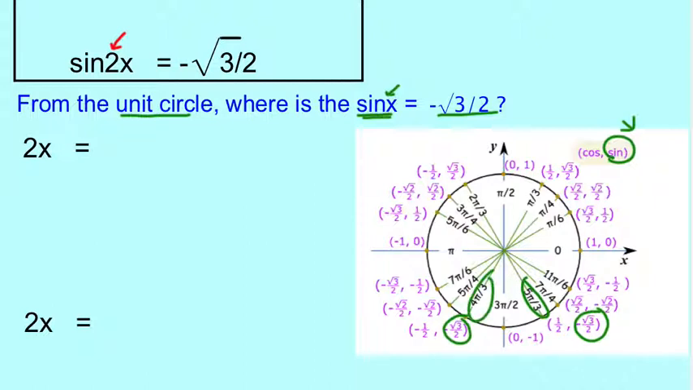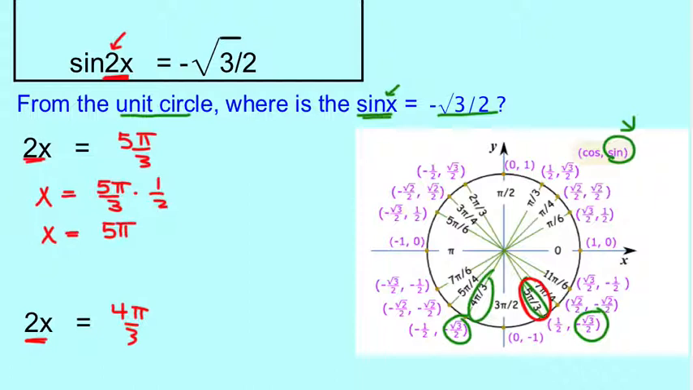So what we're going to do is set this 2x equal to your angles. So here's 5π/3, and 2x again equaling 4π/3. And we're going to solve those for x. So in this first equation, we want to divide by 2 or multiply by 1/2. So 5π/3, multiplied by 1/2, and you get x equals 5π/6. So there's your first answer.